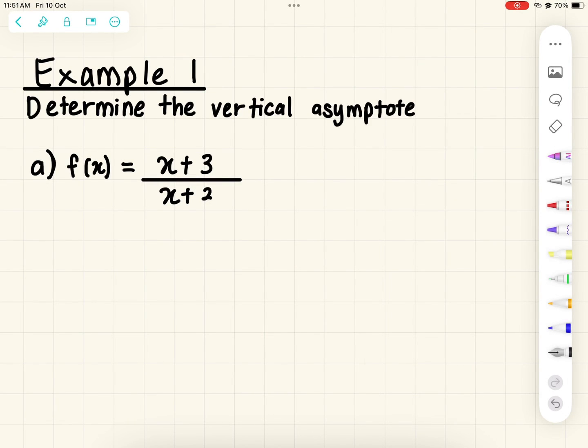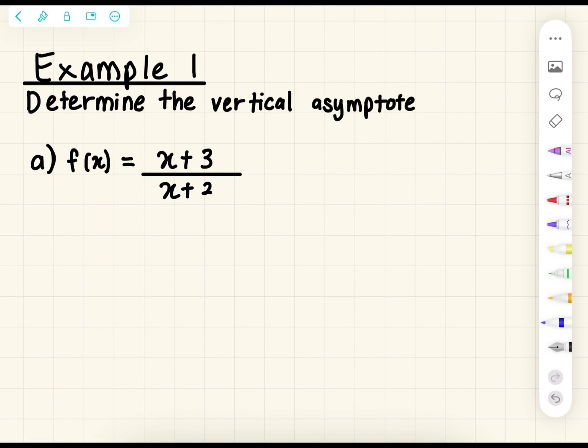Let's take a look at an example. To find the vertical asymptote, as you can see here from the tips, we have to find the value of x that causes the denominator to be 0. For this example, we know that the denominator is x plus 2. So x plus 2 equals 0, and x is equal to negative 2.